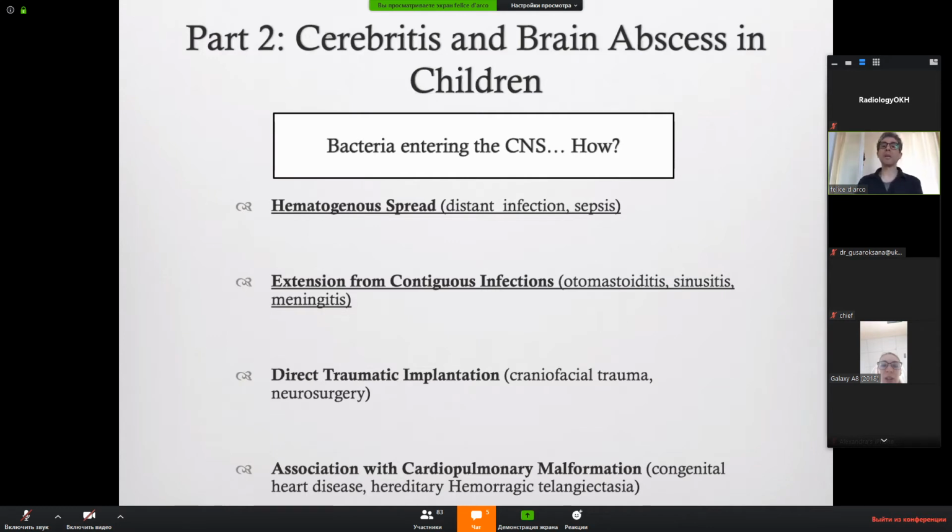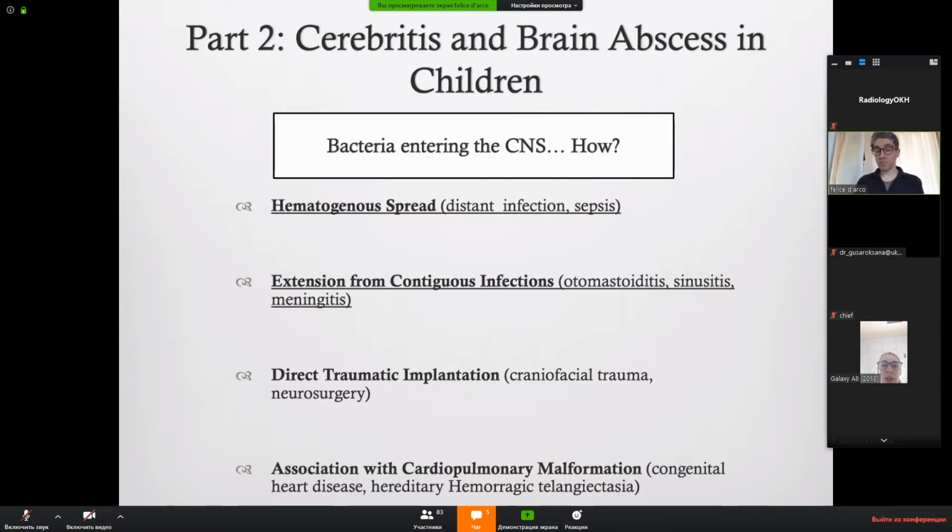Second part, cerebritis and brain abscesses in children. So first of all, this is really very basic radiological semiology, but you need to know it to understand why these lesions are in specific parts of the brain. You need to know how these bacteria enter the brain.